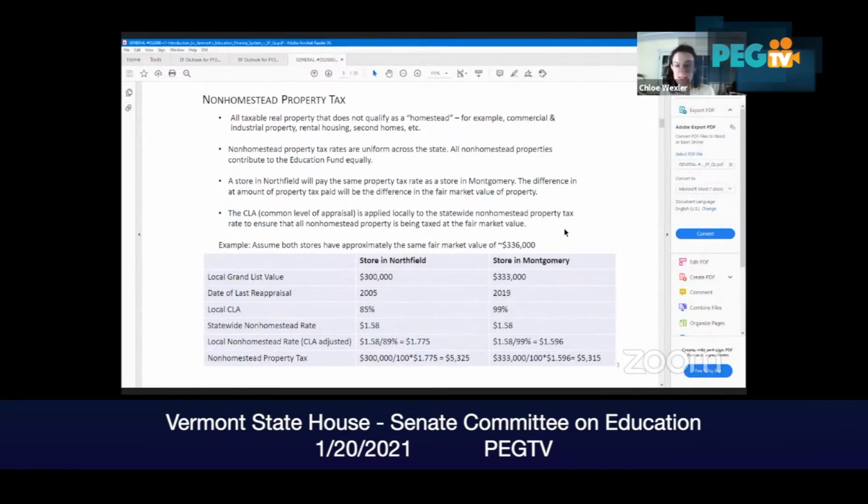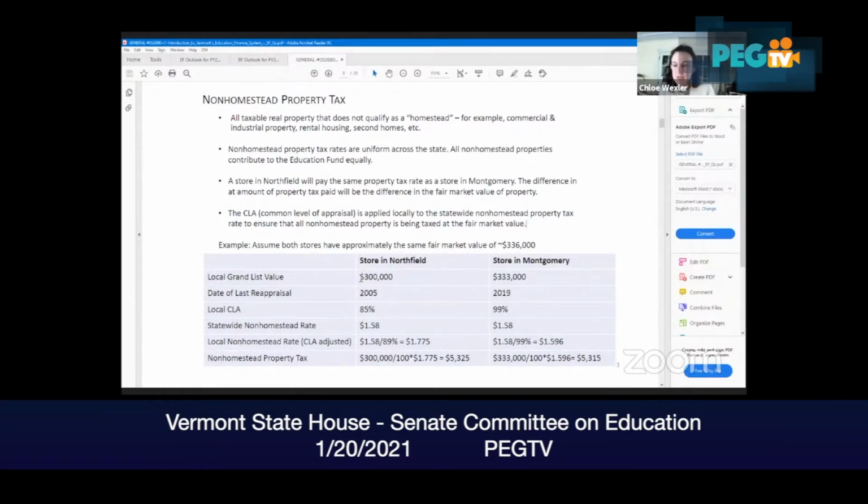In this particular example, we're going to assume that both stores actually have the same fair market value. And we're going to step through what that calculation would look like for those two stores. This is also going to give us a little bit of a reminder about the common level of appraisal, because to ensure that both of those stores are taxed at the fair market value of the property, that's where the CLA comes in. And we'll see that in this example.